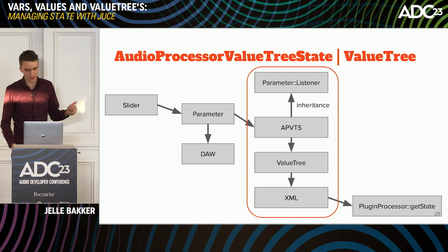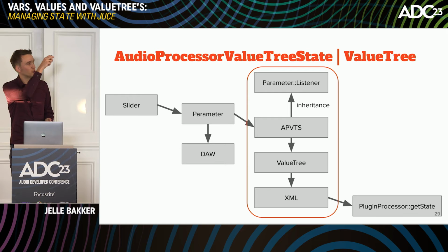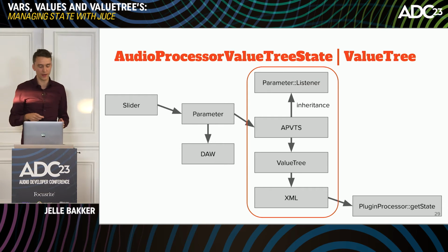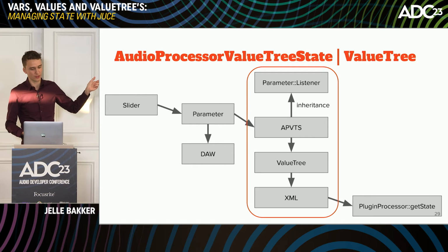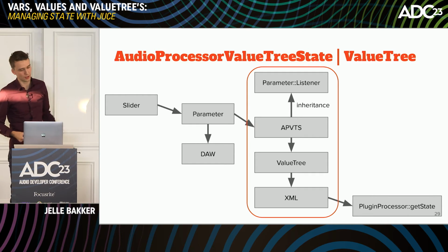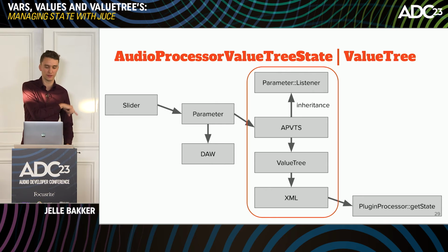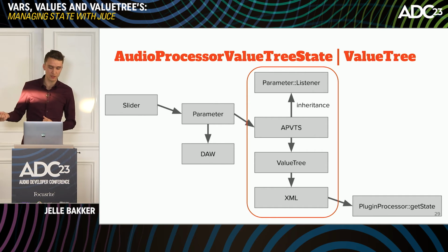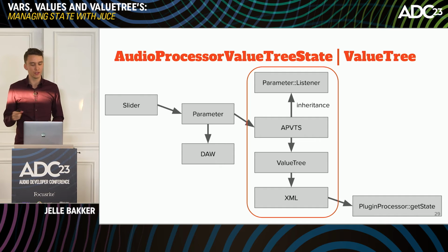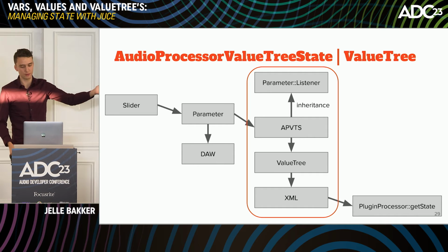And then your APVTS is watching your parameter and will then safely, with some thread synchronization, update your value tree on the main thread, even though your parameter could have been changed on the audio thread. In this case, it's going to be from the main thread, but your DAW could update it from the audio thread. So your APVTS takes care of the thread synchronization. It will update your value tree, and then at any point, you can convert it to XML when your host wants to get your state.